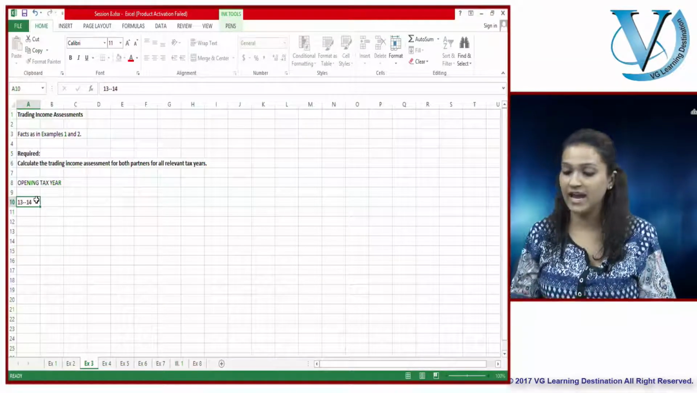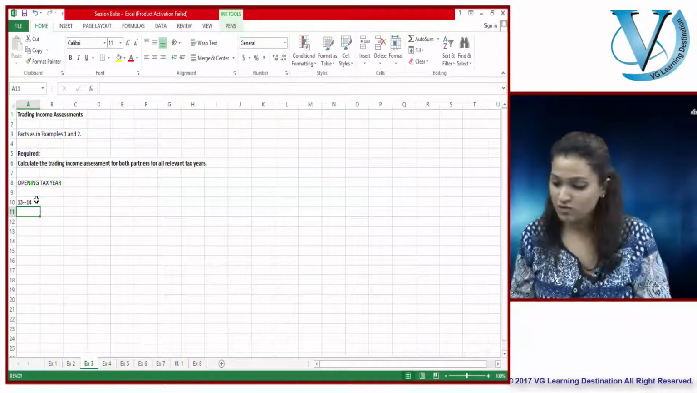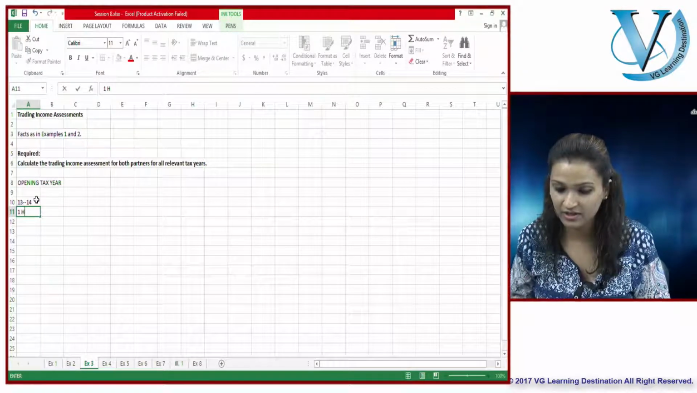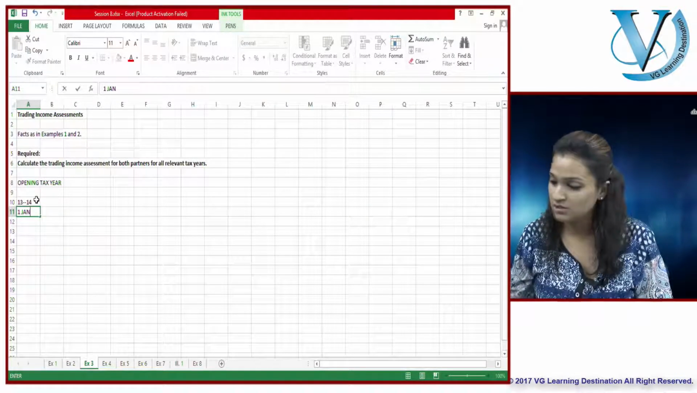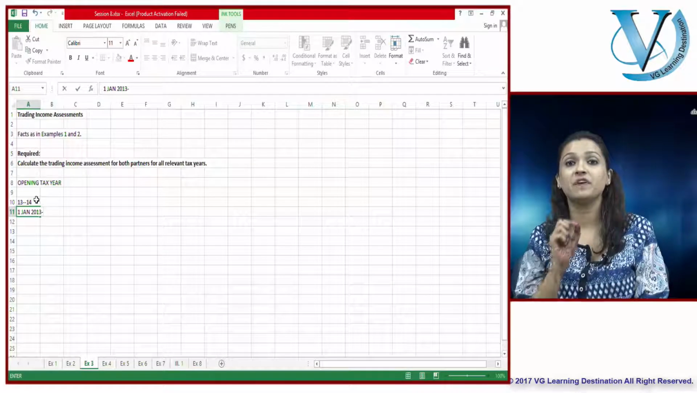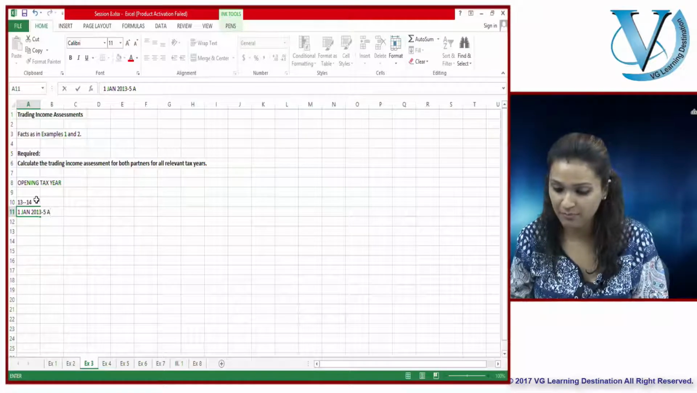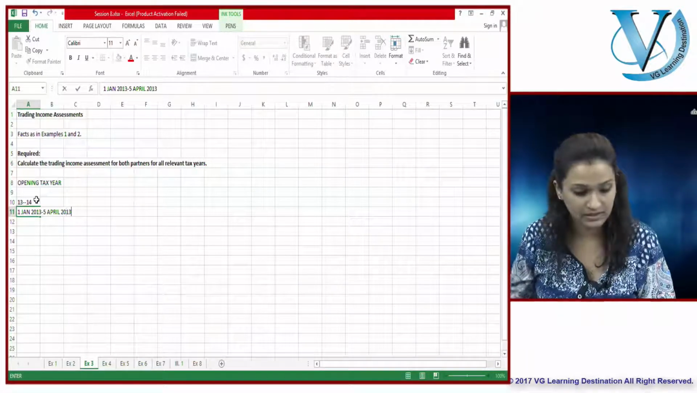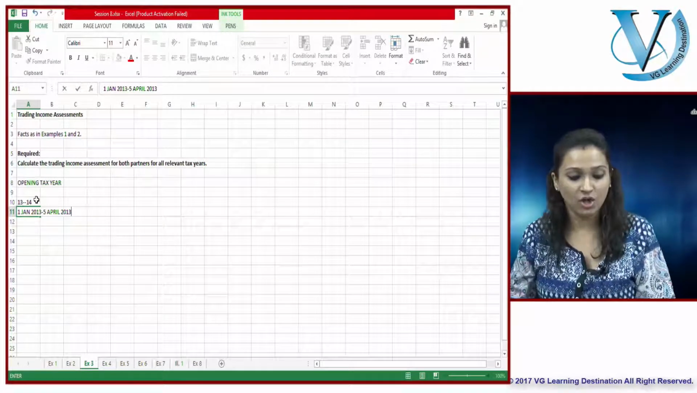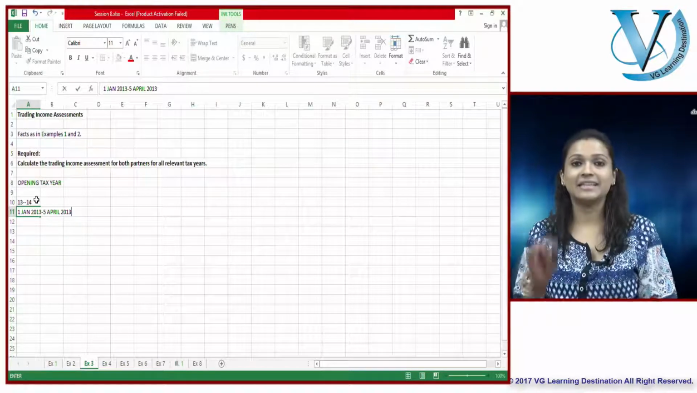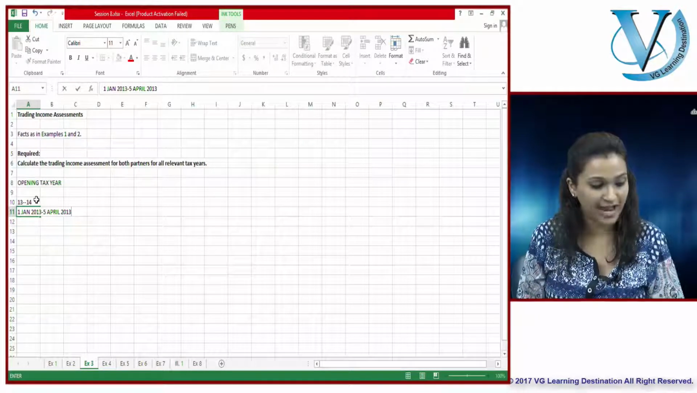You start from the date of commencement of business. So from the 1st of January 2013 and go up till the 5th of April 2013, which basically means you're going to tax how many months? 3 months profits out of the allocated profits.